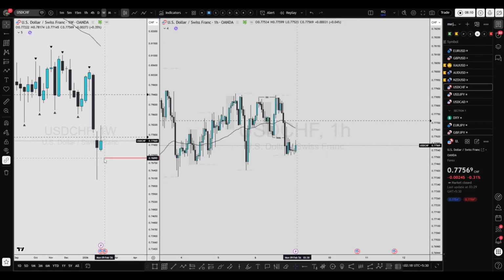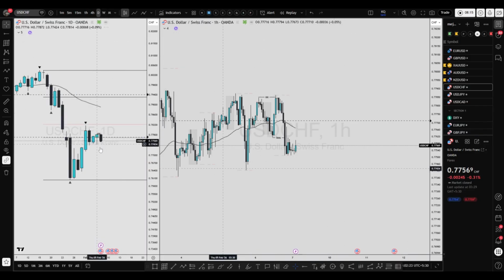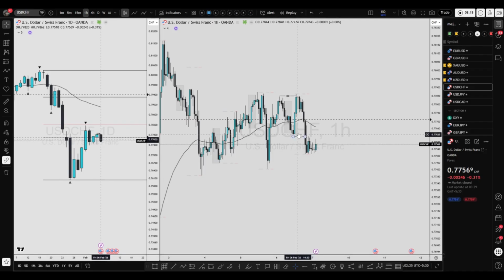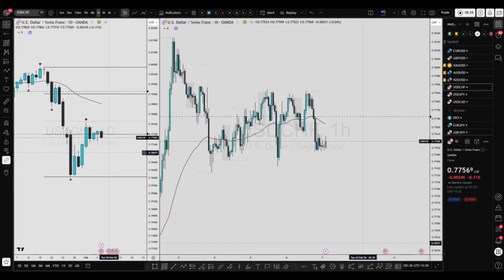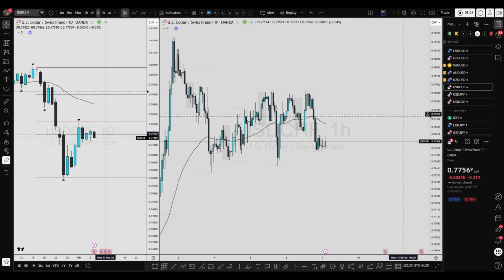I don't have any clear HPL right now over here, so I'll skip this setup, honestly. This is not a setup. This is not at all a setup. This is just me forcefully drawing some sweep and BOS on the chart. But I will be waiting for some deeper correction in USD CHF before I start looking for shorts.